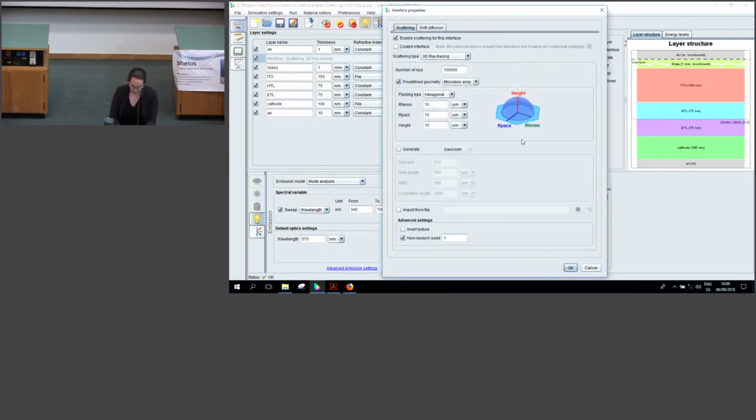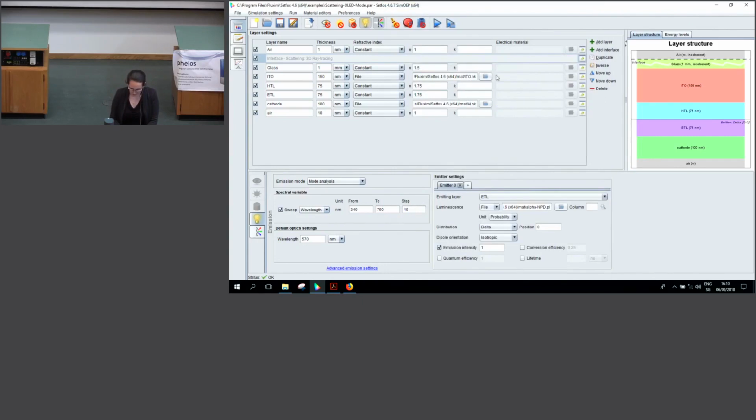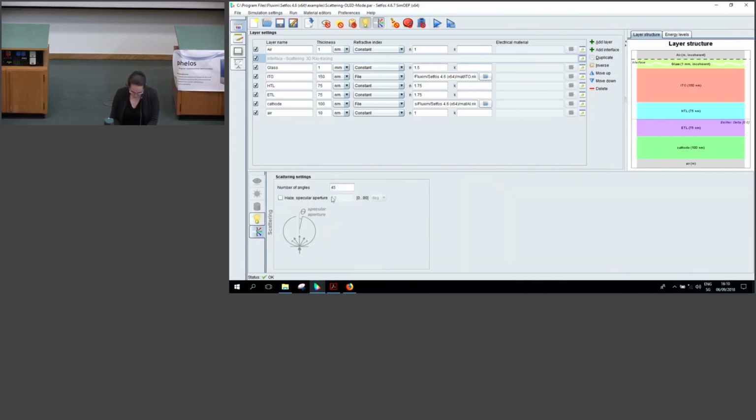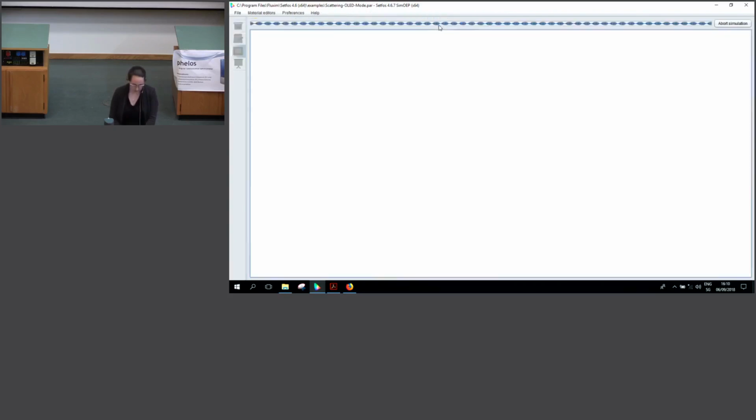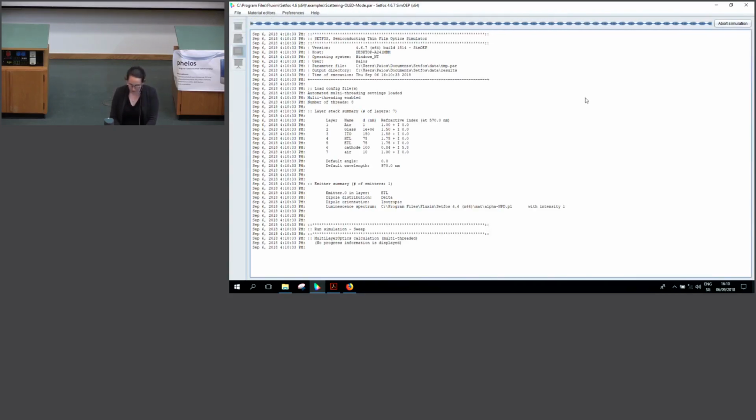And here we have not a layer that has scattering particles, but we have this micro lens interface, which has certain dimensions, and we also disable this non-random seed. And here would be the number of rays. So if we want to speed up and lose a bit of precision, we can decrease the number of rays. And apart from that, I think it's the same OLED as before. And in the scattering tab, we can also reduce a bit the angles.